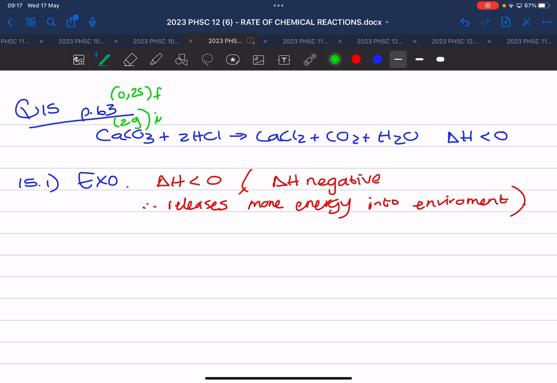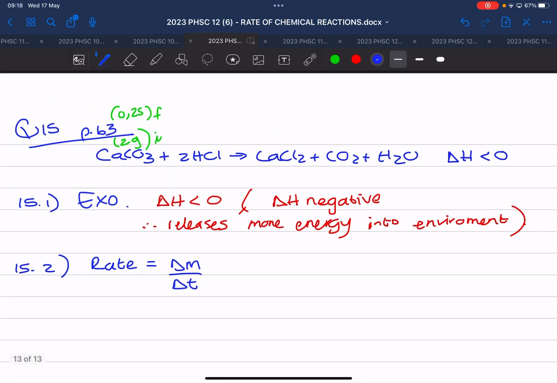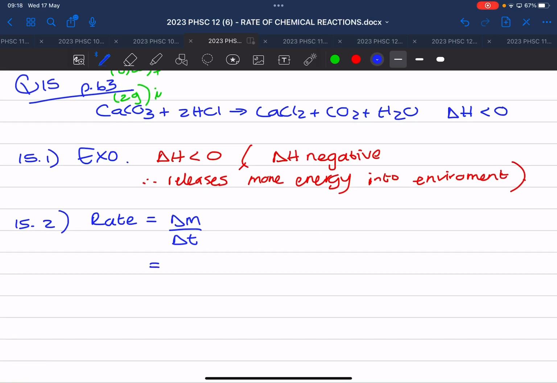Now they ask you at 15.2, calculate the average rate in grams per second for the above reaction. Okay, so the rate, and they say that in grams per second, so it's going to be the change in mass over the change in time. Okay, quickly see if you can do it. Okay, you do it on your own.